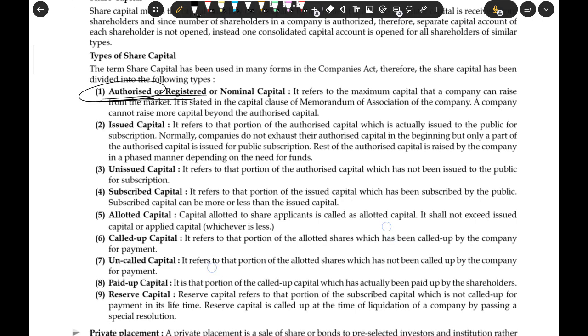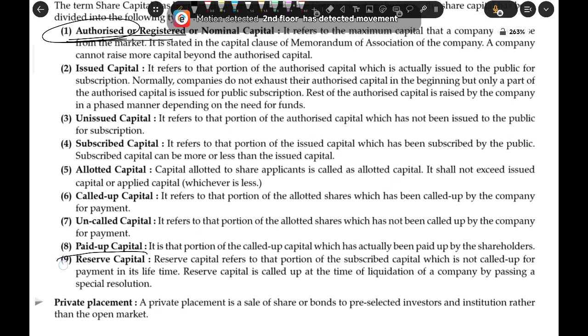Okay? And then one mark important topic is reserve capital. What is meant by this reserve capital? Does anyone remember what is meant by this reserve capital? Read this. Reserve capital refers to the proportion of subscribed capital which is not called up. What does that mean, why is it not called up? For example, I am issuing a share for 10 rupees.